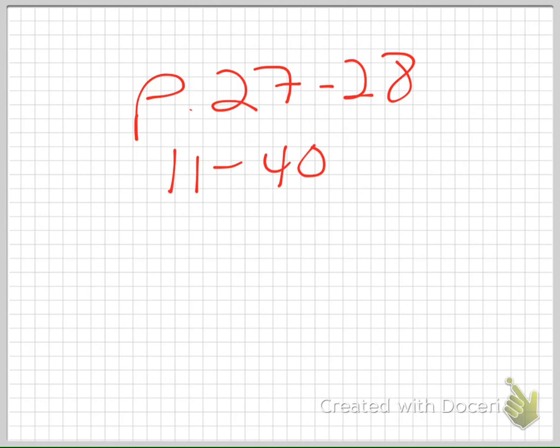All right. Let me look and see what I got for you for your homework. I have 11 through 40. Let me see if that's going to cut it for me. Okay. We'll do that. We'll do page 27 through 28, 11 through 40 even.